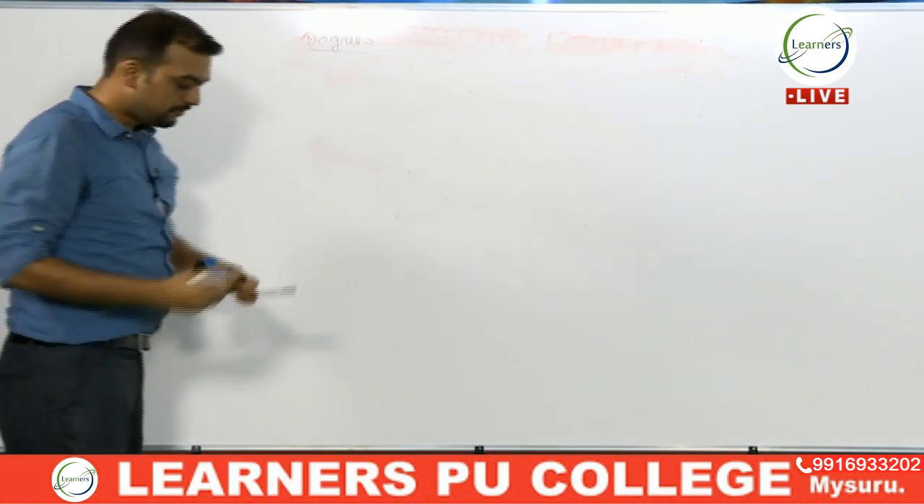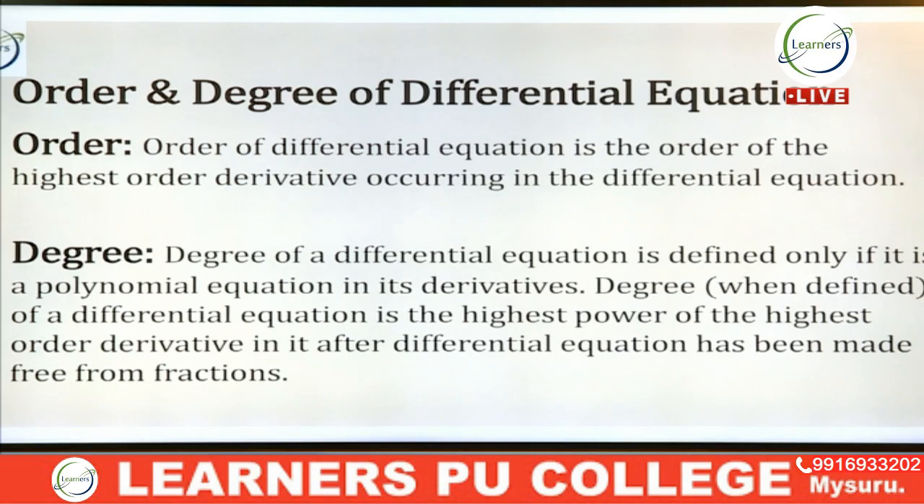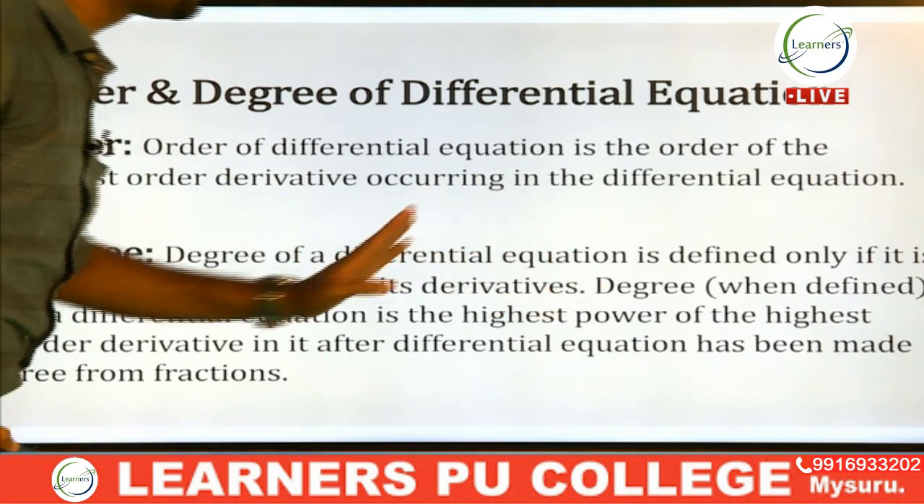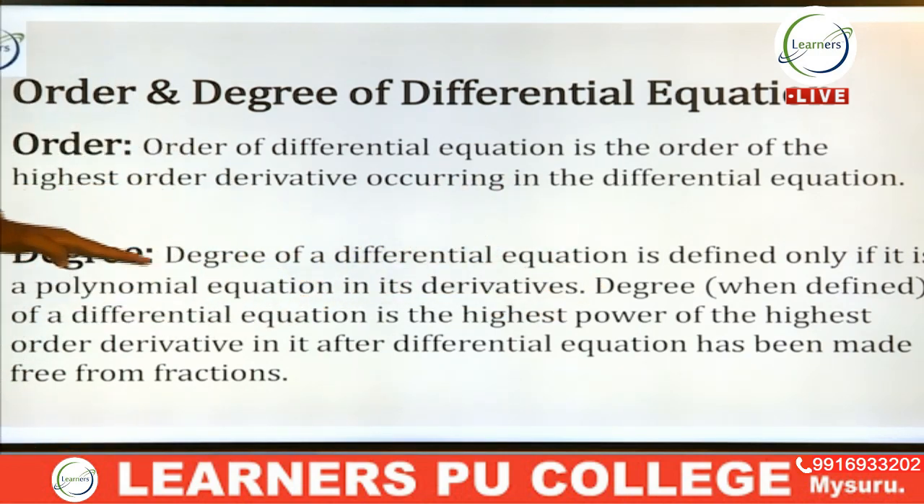Okay, so now if you see the screen, what is the degree? The degree of a differential equation is defined only if it is a polynomial equation in its derivatives. So students, first you have to understand the meaning of the first line only. We are not talking about the definition of degree yet; first we will see when it is defined. We are saying that the degree of a differential equation is defined only if it is a polynomial equation in its derivatives.